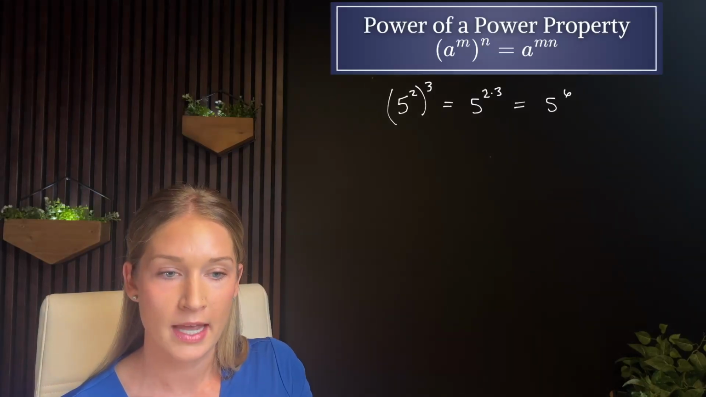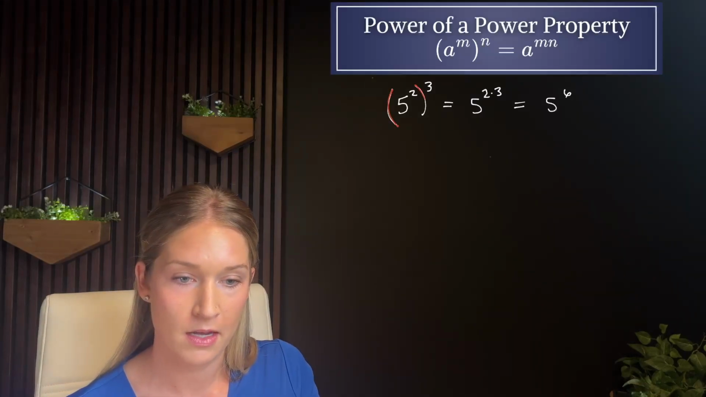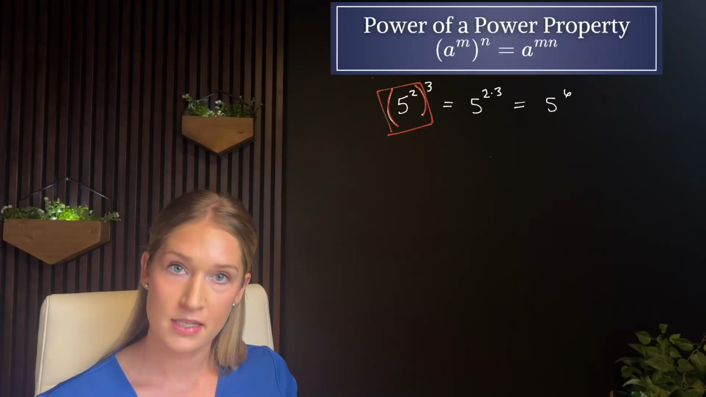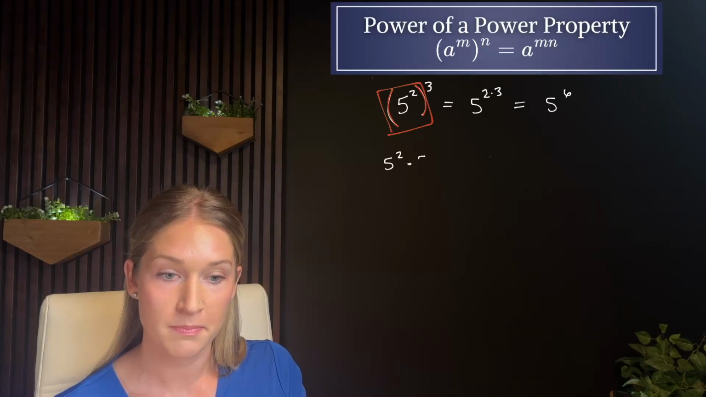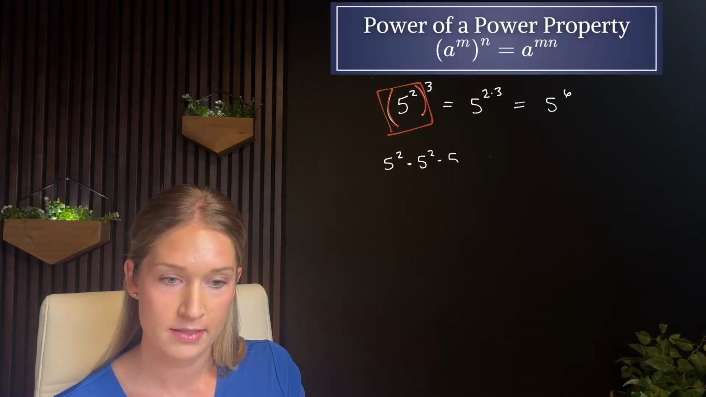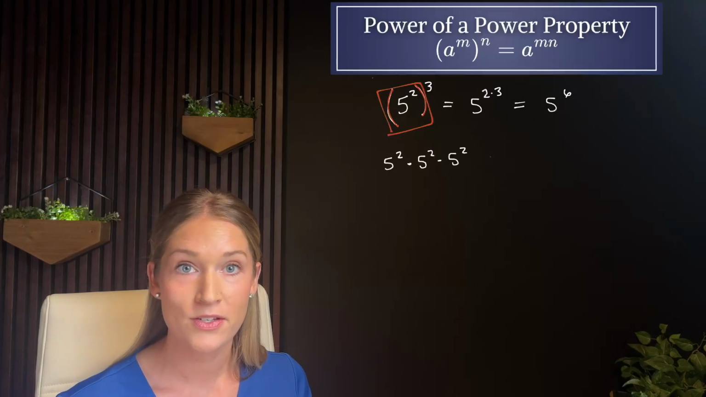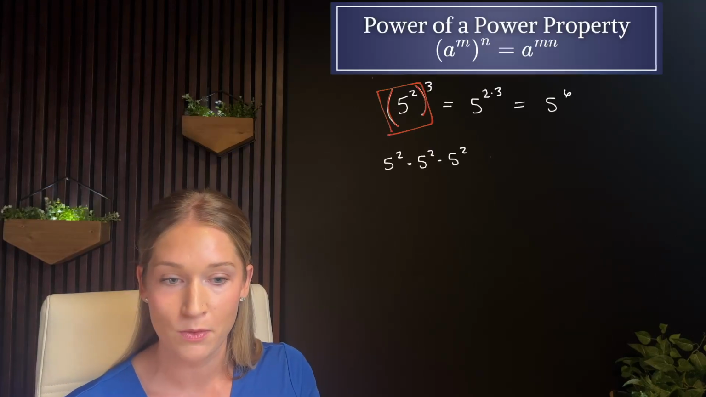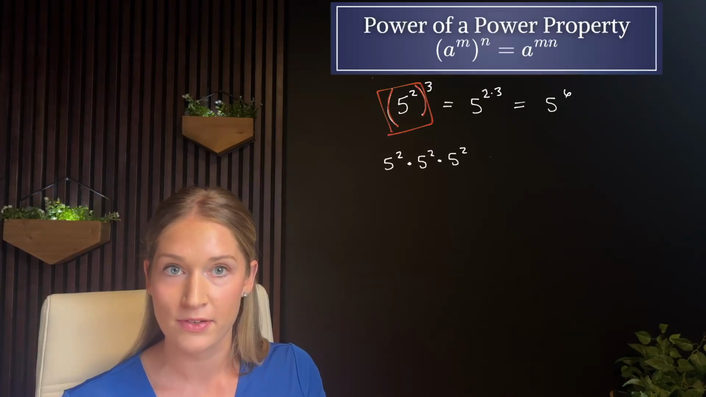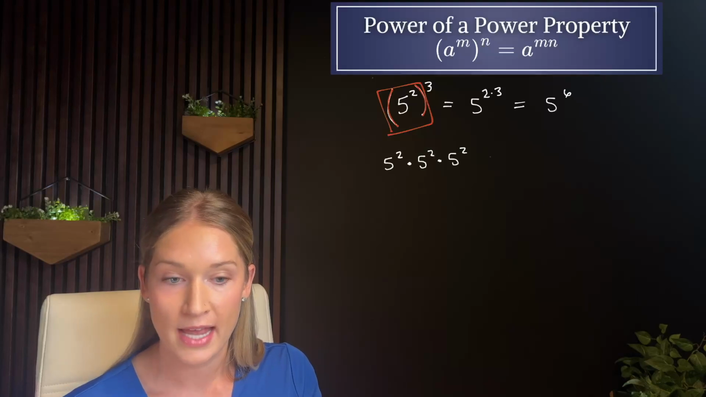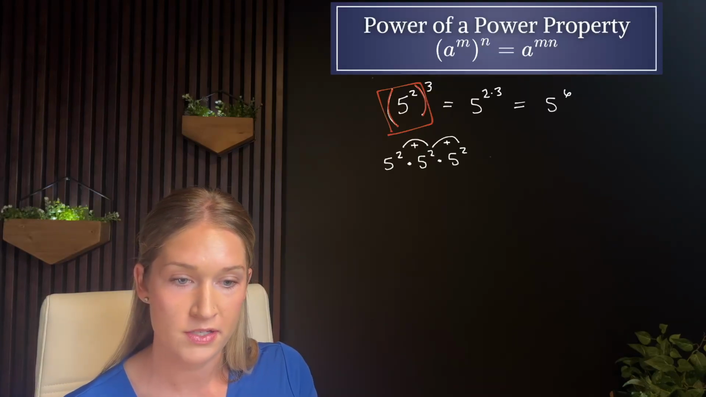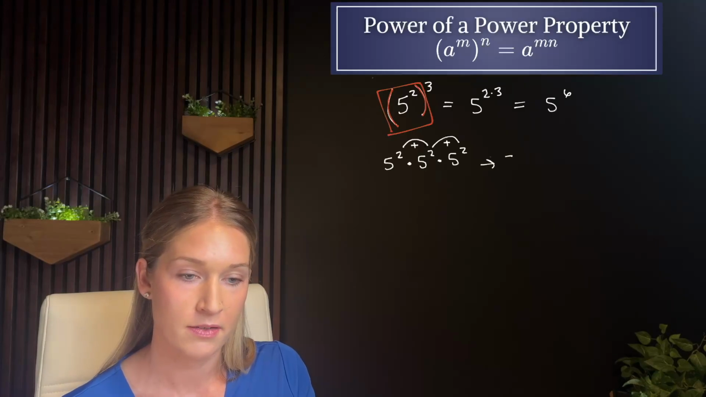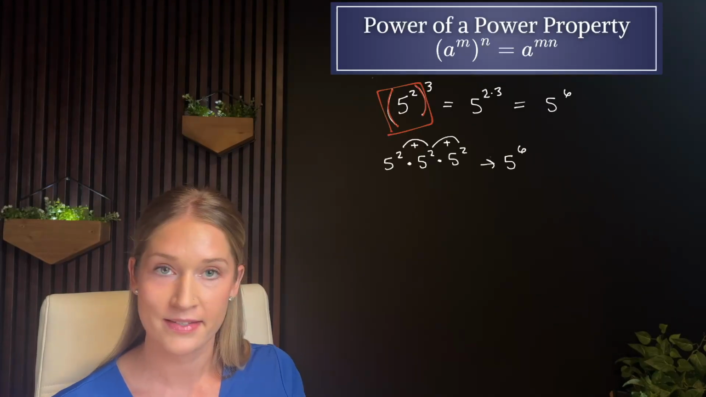If I look at 5 to the power of 2 as my base, that is being raised to the power of 3. So I would have 5 squared multiplied by 5 squared 3 times. And then we can use our very first property from today, where if you're multiplying but everything has the same base, then let's just add up those exponents. So 2 plus 2 plus 2, and that would give me 5 to the power of 6.